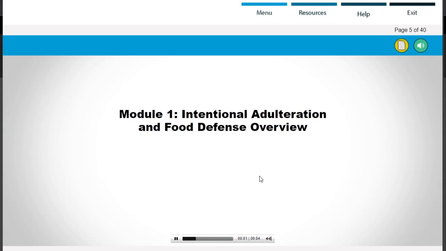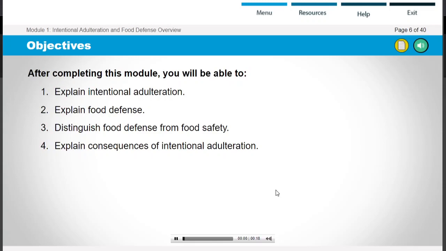Module 1. Intentional Adulteration and Food Defense Overview. After completing this module, you will be able to: 1. Explain intentional adulteration, 2. Explain food defense, 3. Distinguish food defense from food safety, and 4. Explain consequences of intentional adulteration.